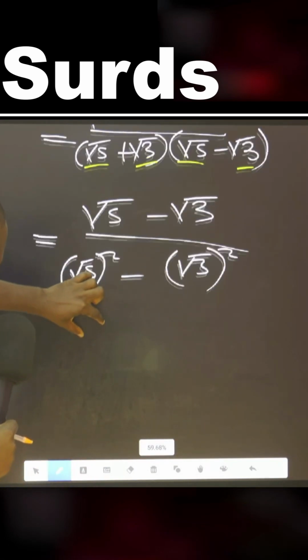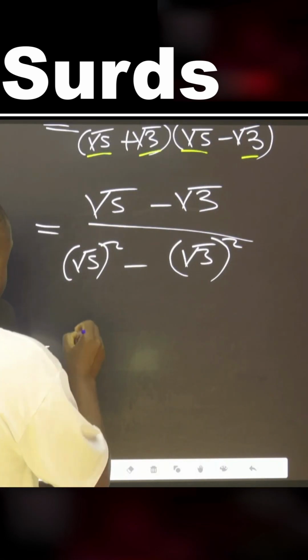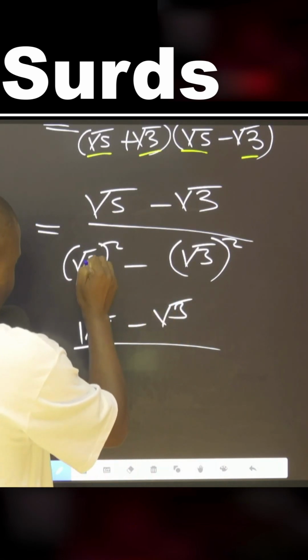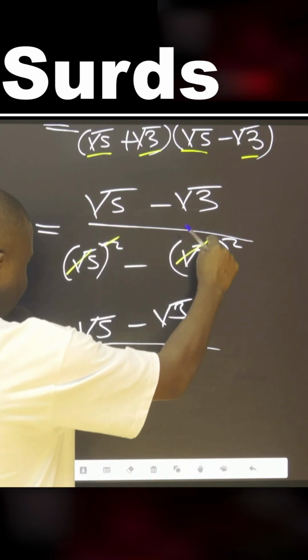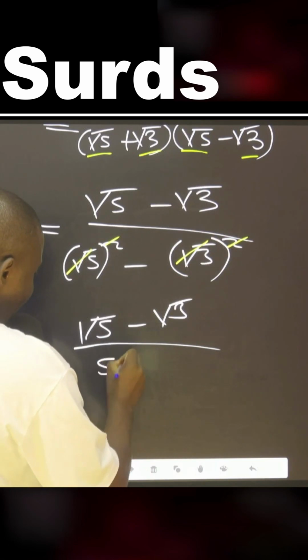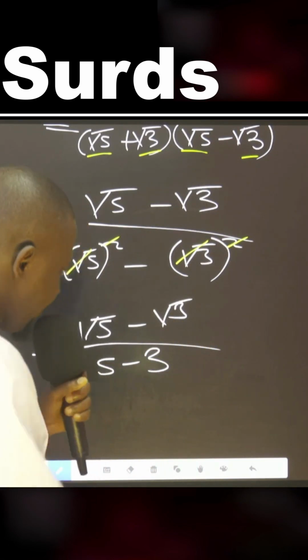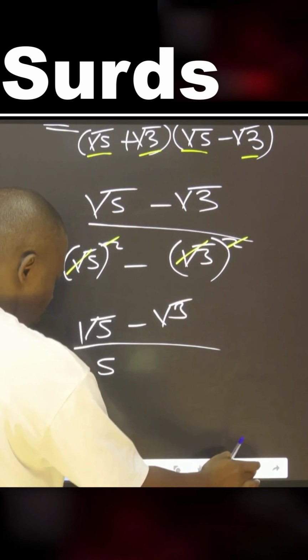So we continue. This equals the square root of 5 minus the square root of 3, all over, this and this will cancel, this and this will cancel, remaining 5 minus 3. You agree with me that 5 minus 3 is 2. So we just put 2 straight.